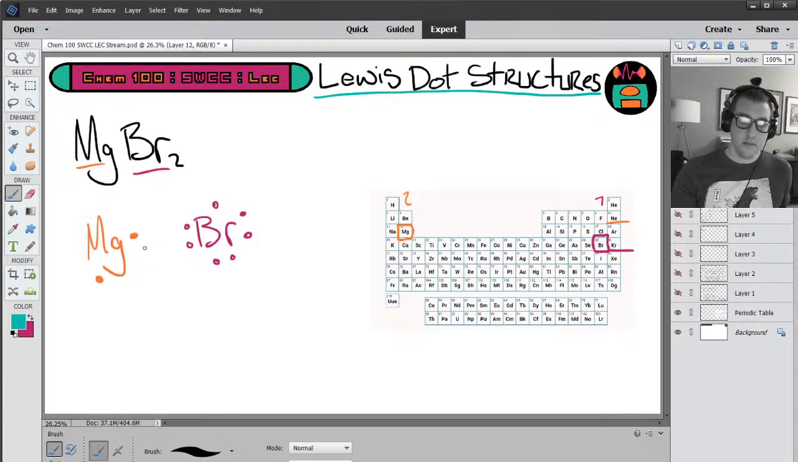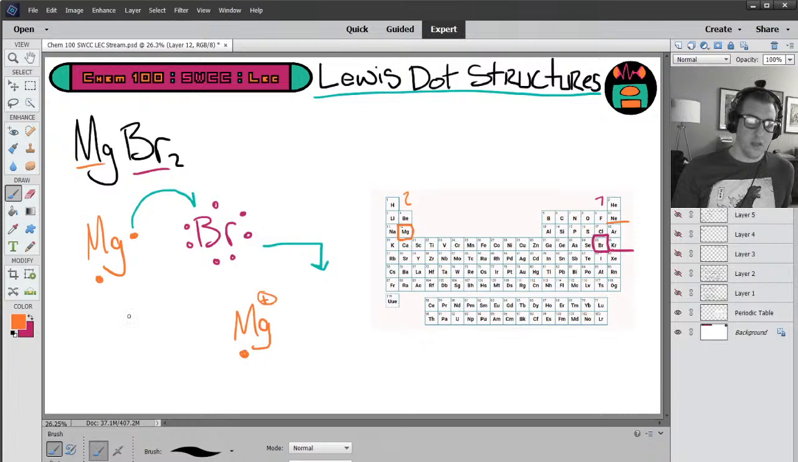This is a mutually beneficial situation. So magnesium is going to give an electron to bromine. What happens then? Well, just like last time, magnesium has a positive charge because it lost an electron, right? It lost a negative charge. And now bromine has picked up a negative charge because it gained an electron from magnesium.